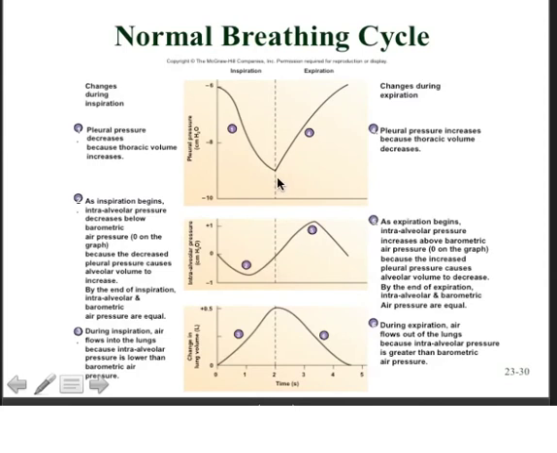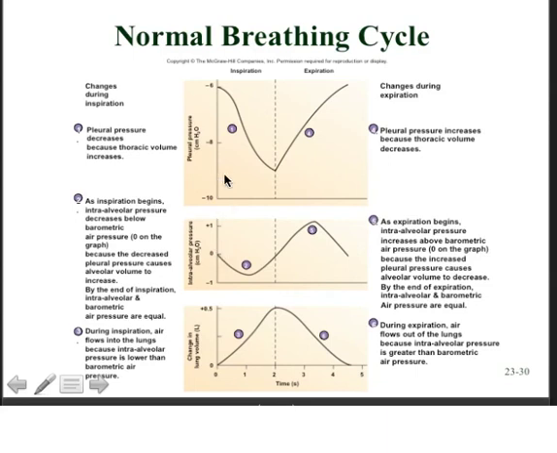Then on the flip side, as we breathe out, what happens? The pleural pressure begins to increase at the same time that the lung volume begins to decrease. Think of that piston now is beginning to push on the gas inside the chamber. Obviously the pressure will begin to rise. All right? And all you're looking at here is the change in the intra-alveolar pressure.